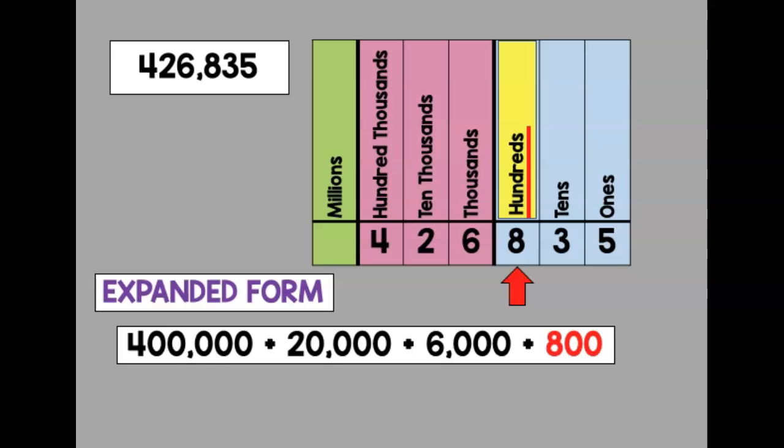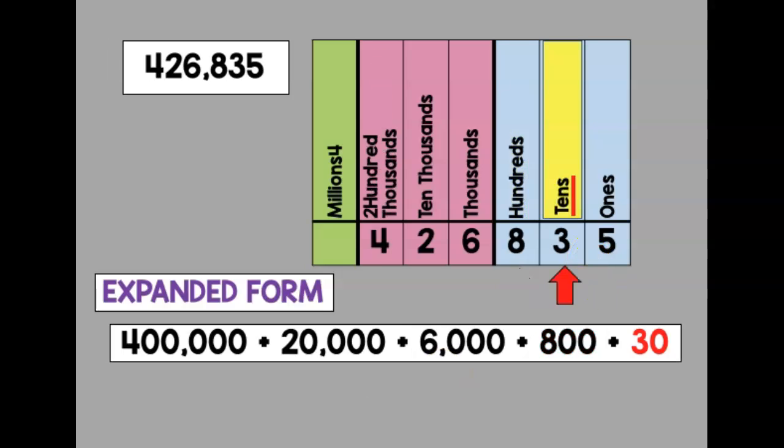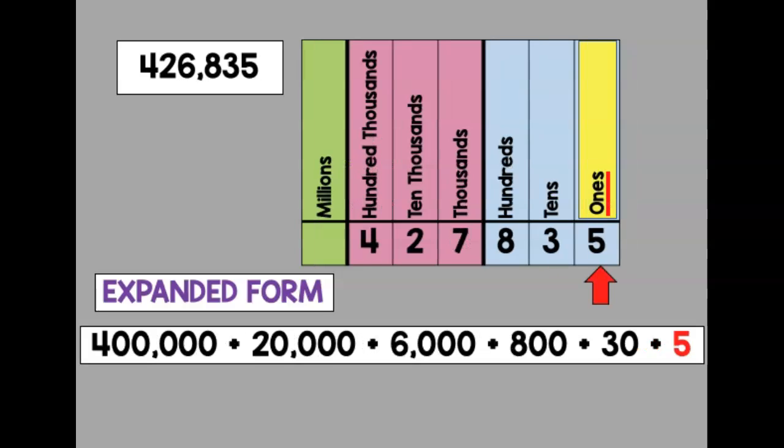Moving over to our hundreds. We now have 400,000 plus 20,000 plus 6,000 plus 8 hundreds. 2 zeros after our 8. Then we're to our tens. So we are going to add our 3 and you guessed it, 1 zero following that 3 because we are in the tens place value. And lastly, we have our 5 in our ones place value. So expanded form is 400,000 plus 20,000 plus 6,000 plus 800 plus 30 plus 5.